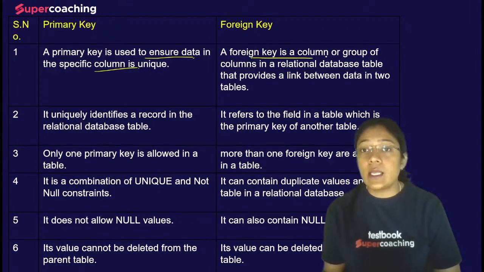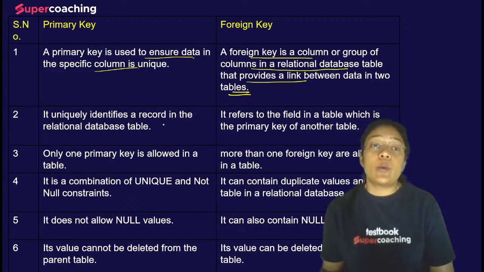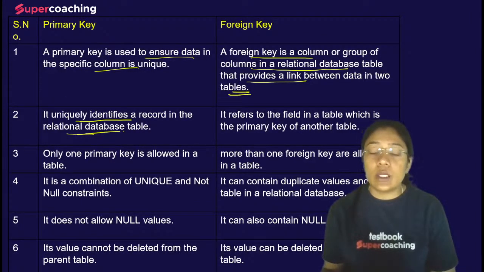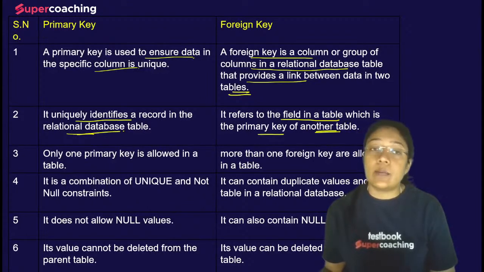So a foreign key is a column or group of columns in a relational database table that provides a link between data in two tables. दो tables के बीच में data link provide कर रहा है. It uniquely identifies a record in the relational database table. Whereas क्योंकि uniqueness है तो uniquely it will identify. It refers to the field in a table which is primary key of another table.